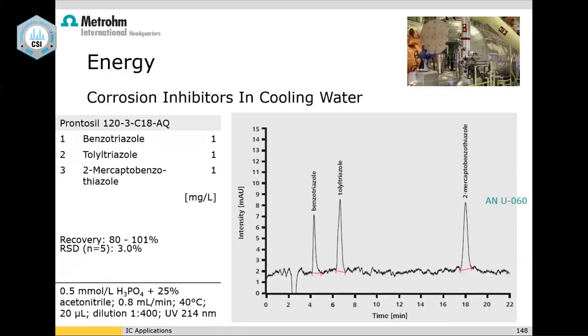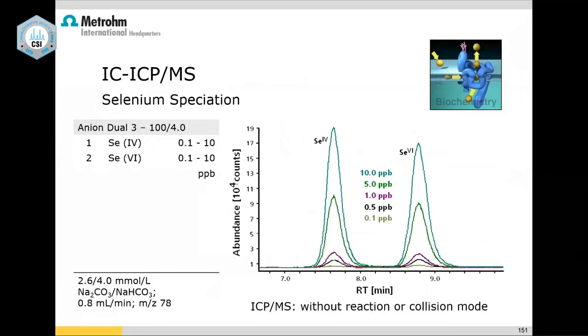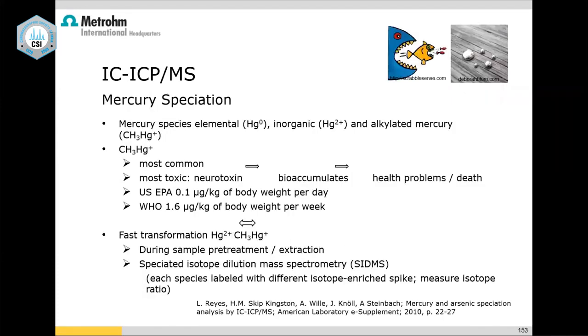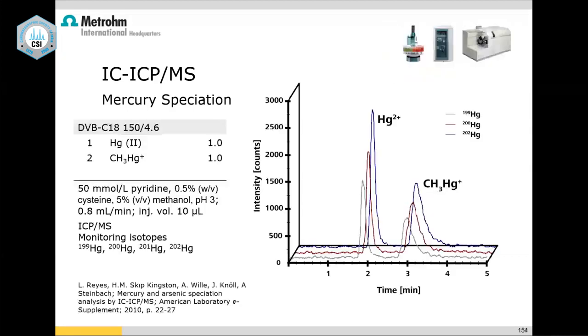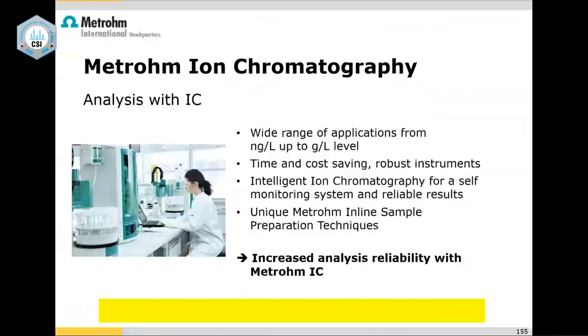This is with respect to hyphenation with ICP-MS, like speciation of chromium, selenium. See the levels, they have gone down to 100 ppt, that is 0.1 ppb. Then we have arsenic speciation, including monomethyl arsenic. Then we have mercury speciation, which is nothing but the Minamata disease. You must have come across mercury and methyl mercury. IC has been coupled with the C18 column with an ICP-MS.